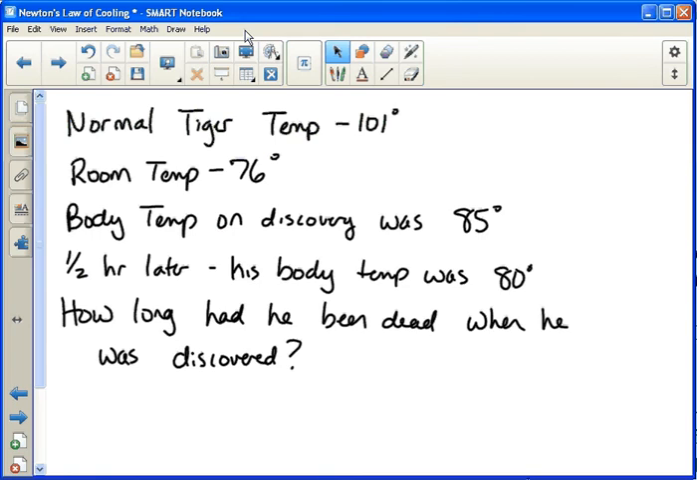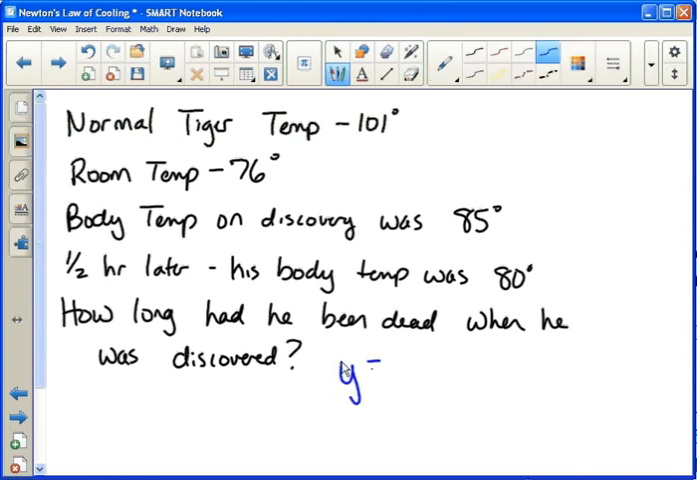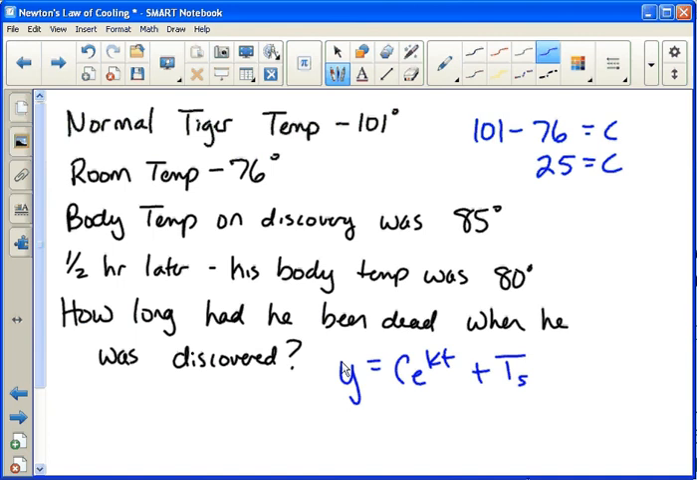Alright, so remember, our general formula here is y equals c e to the kt plus capital Ts. And we know that C is the initial difference between the body temperature and the room temperature. Okay, so that was 101 degrees minus 76 degrees, so our C is 25. So we can go ahead and plug that in. We don't know k, we don't know t, but we do know that the temperature of the surroundings was 76 degrees.